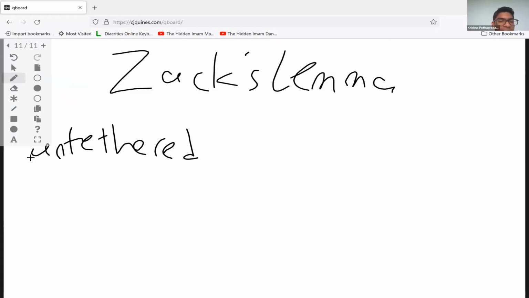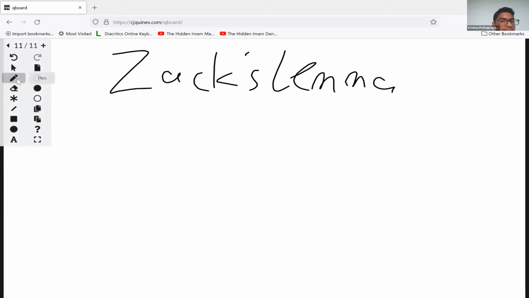So I'm just going to teach what's called untethered moving points, where this is not necessarily true. Tethered moving points is basically just when all the degrees are 1 or 2. Well, for the most part. So for untethered moving points, the biggest idea in this is called Zack's lemma.